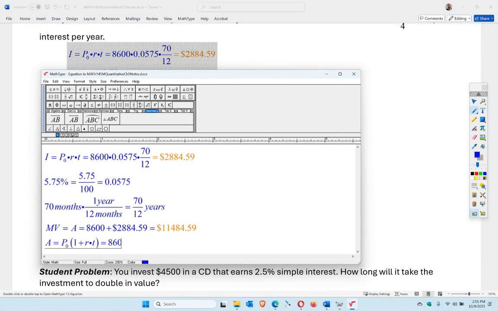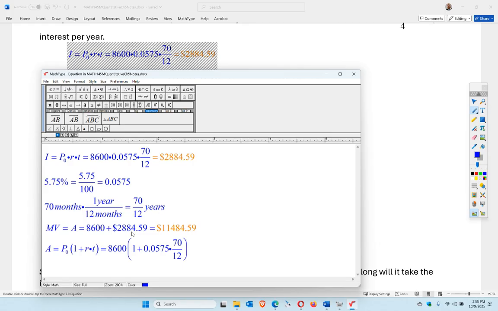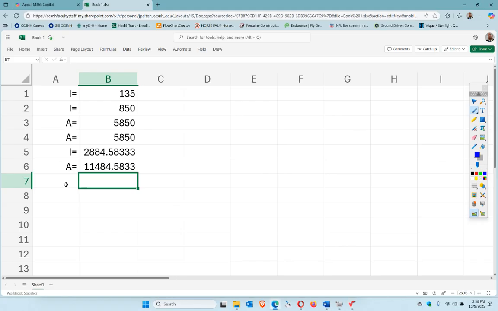So that's 8,600 parentheses 1 plus the rate, which is 0.0575, times the time period, right? So this should give us the same answer, correct? Because principal plus interest is the maturity value, or the amount in the end, right? Which is also this formula. So we should get the same answer either way. Okay? All right, so let's go to our spreadsheet now and put that in.